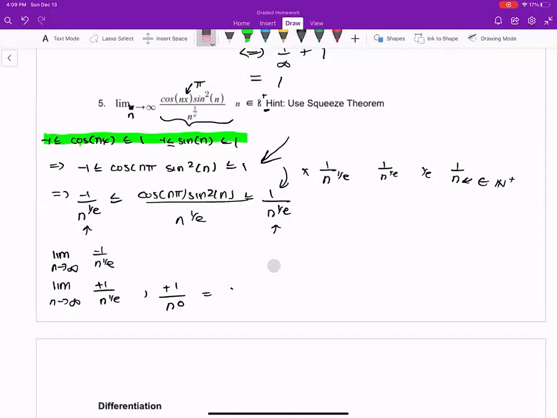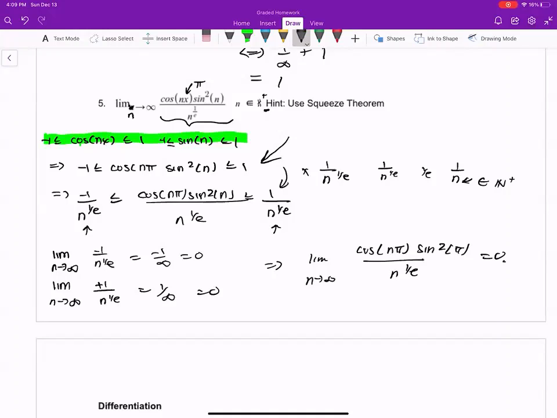Erase all this. So this should be -1 over infinity equals 0, and 1 over infinity equals 0. This implies that the limit as n goes to infinity of cos of n pi, or sine squared of pi over n, to the 1 over e equals 0. Yes, thank you.